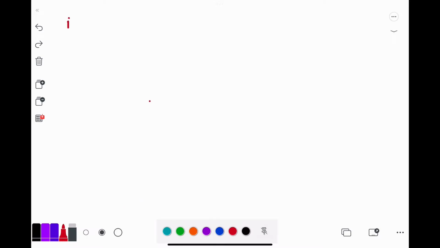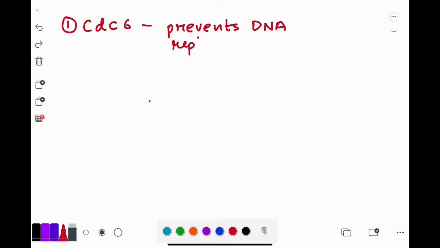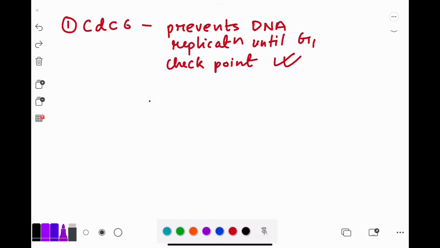SCDK is basically S-cyclin and CDK. But before that, we first have to know about CDC6. It is a protein, and it prevents DNA replication until all the checkpoints of G1 are met. If all of them are satisfied, then only the cell cycle will proceed. It does so that the cell does not proceed with damaged DNA. That is why CDC6 is present.